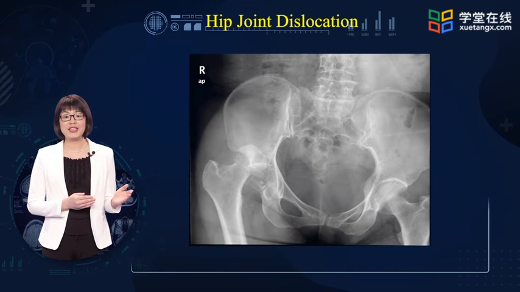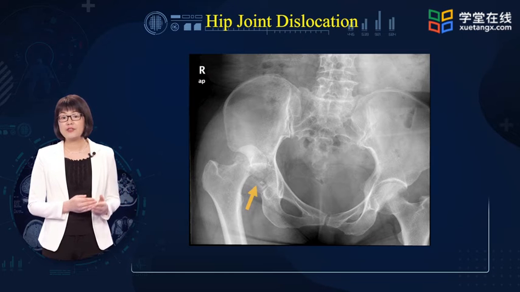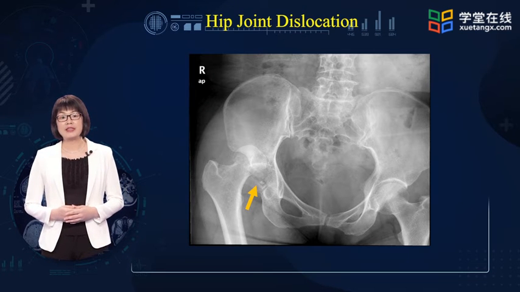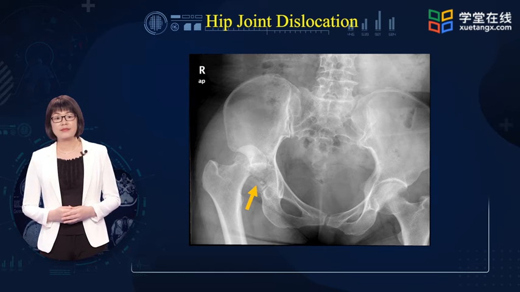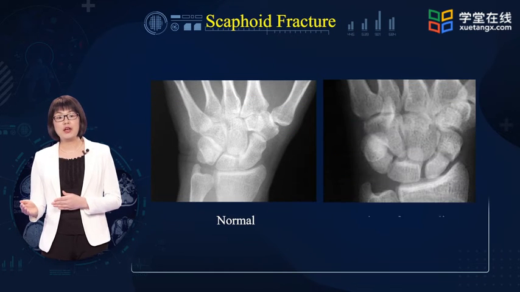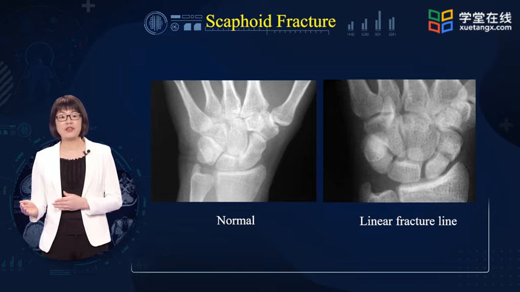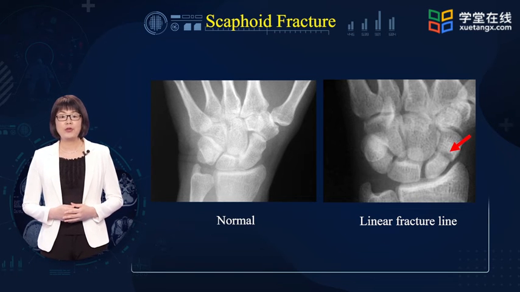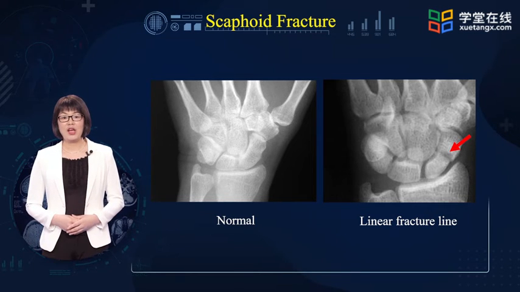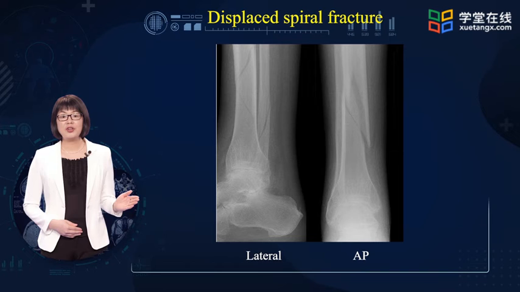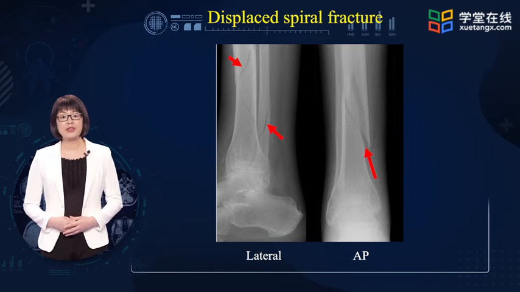This is a patient with hip joint dislocation. The head of the right femur and the acetabulum are no longer in opposition to each other. The one on the right shows a lucent band traversing the width of the scaphoid, red arrow, representing a fracture. You can compare this with the normal one on the left. Look at the lateral and AP views of the right tibia and fibula. They reveal mildly displaced spiral fractures of both bones, red arrows.